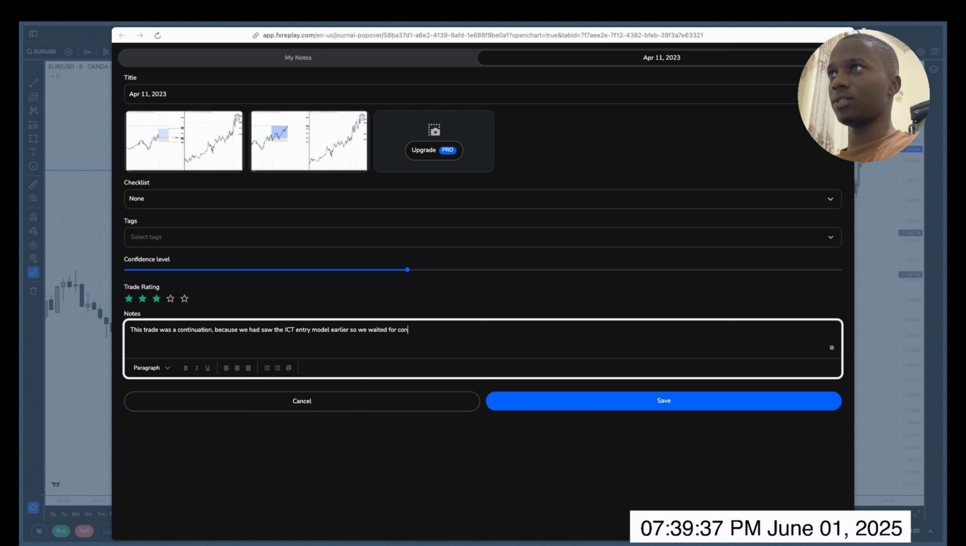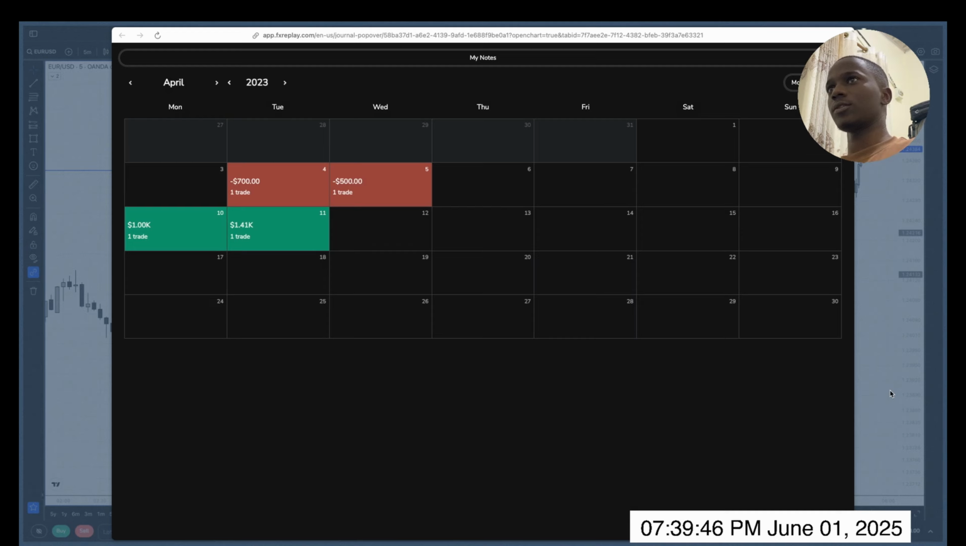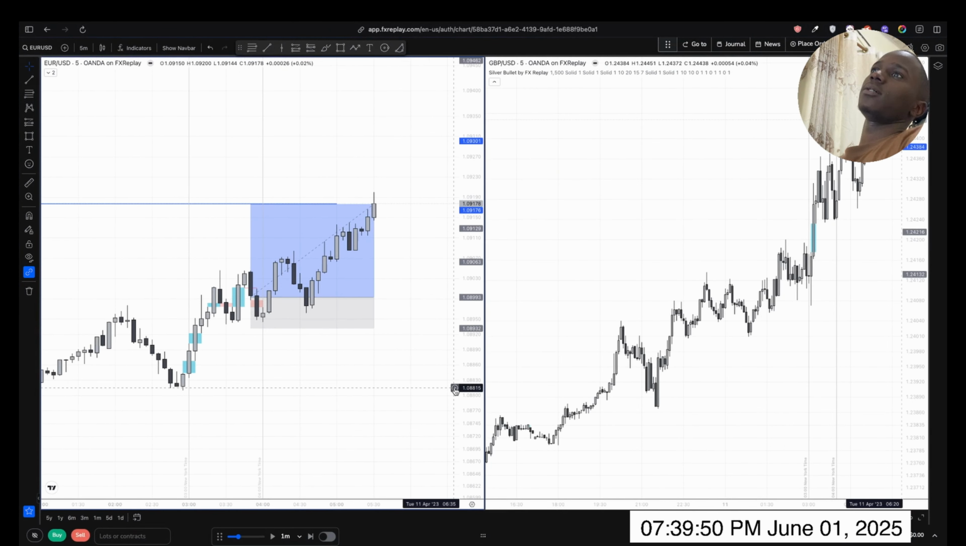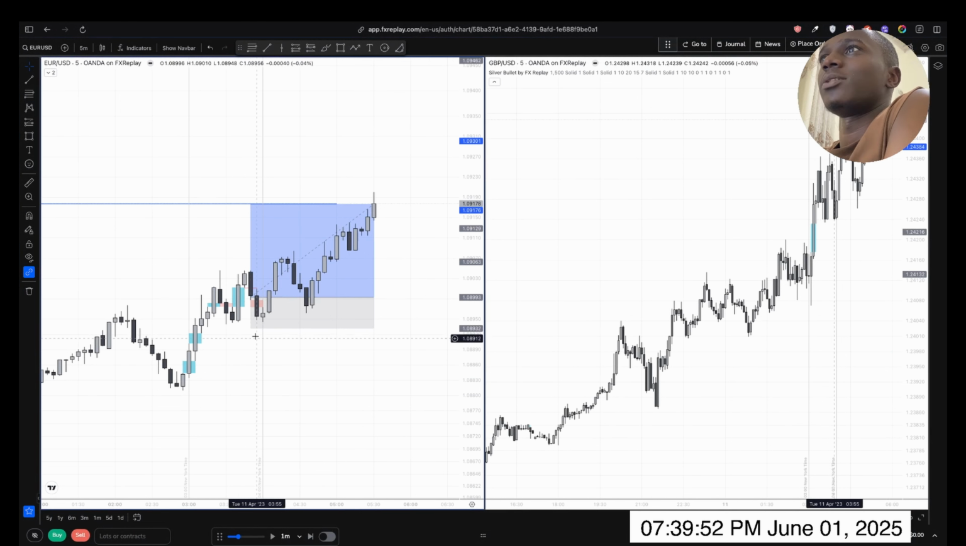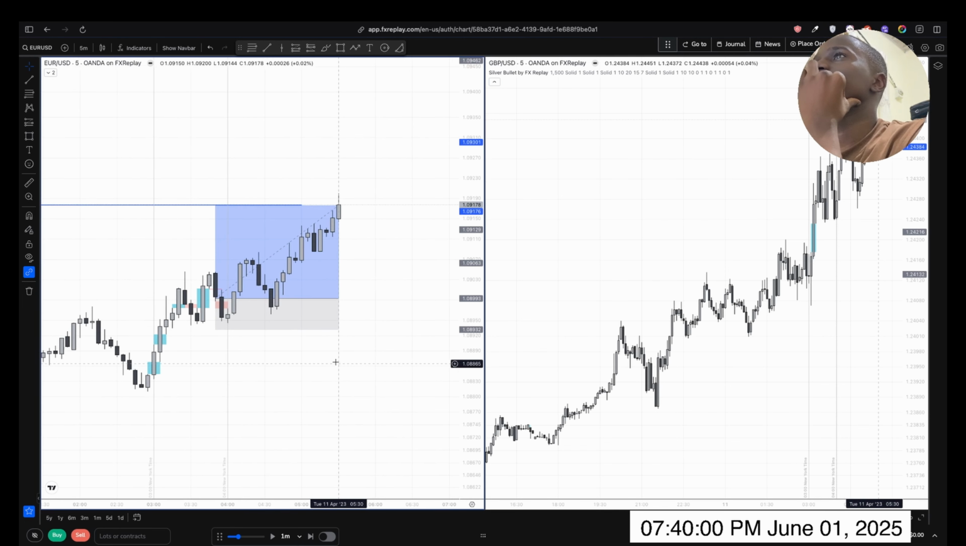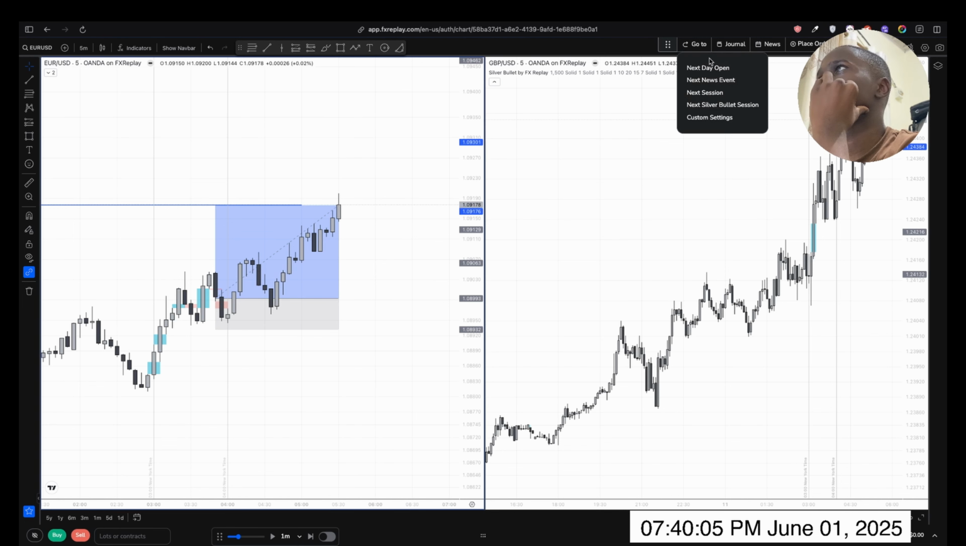Continuation to the upside, continuation to upside. Okay, not a bad one, but it almost took our hearts out with this drawdown level. Right, great. So let's see what we can do on the next Silver Bullet session. So this was a Tuesday.